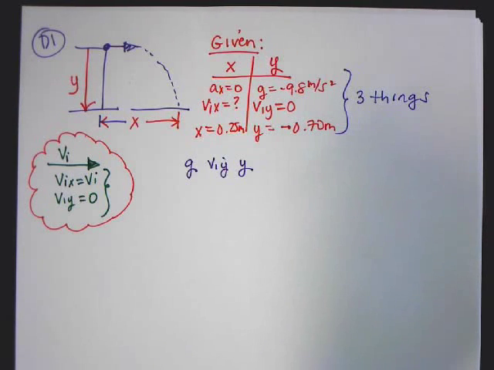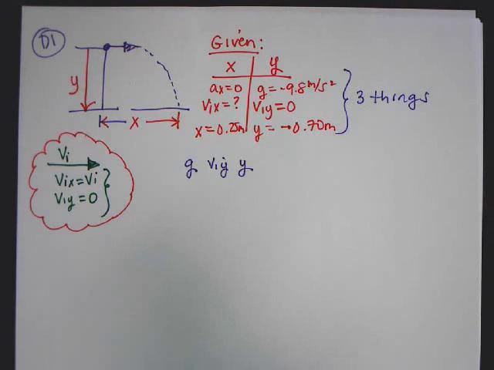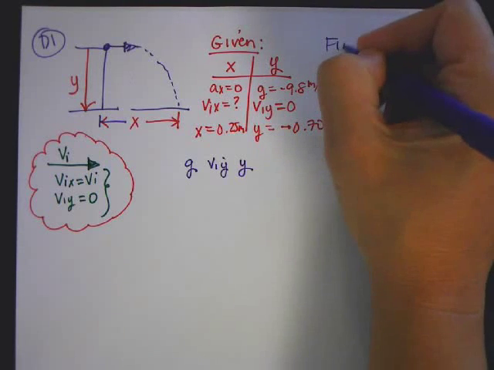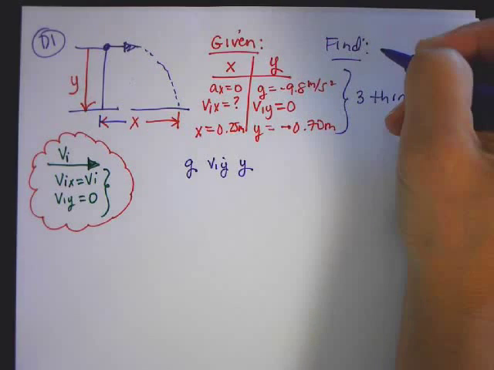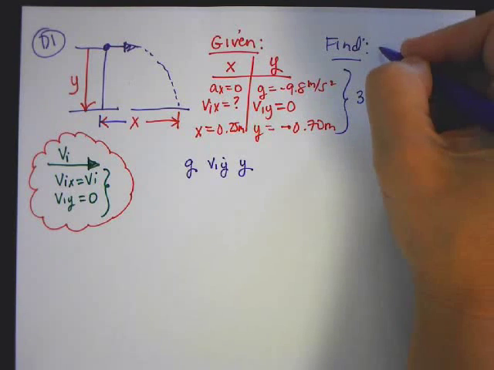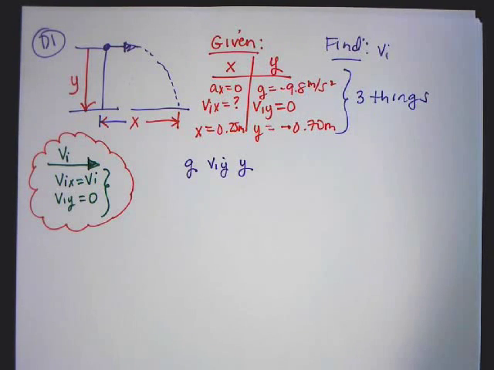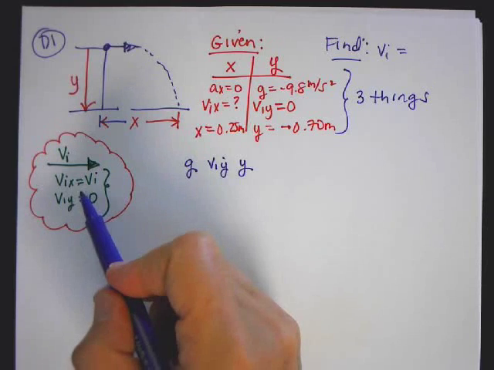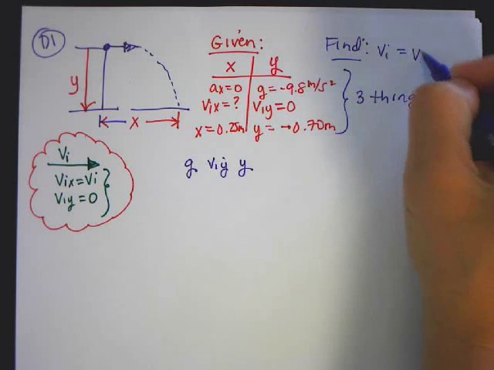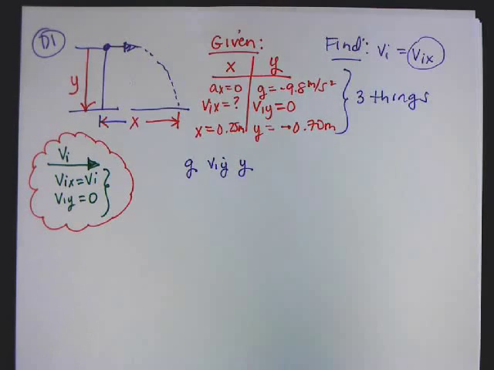Now what do I do when I don't know what to do? When I'm doing a problem and I don't know what to do, I go to the end. And I say, well, what do I want to find in this problem? Well, in this particular problem, they want me to find VI. But what I also know from over here is that VI is equal to VIX. So once I find VIX, I'll be okay.